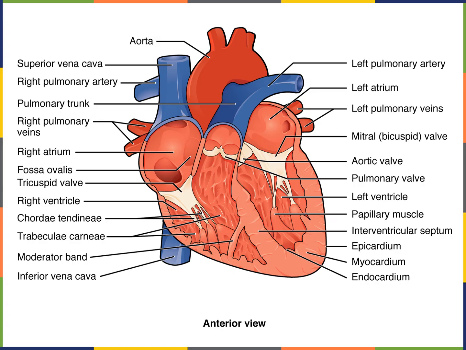So let's take a look at all the labels here. First, let's start with what we said previously. There are two upper chambers. So here is the right atrium. That would be this. Separated from the right ventricle, which is down here.